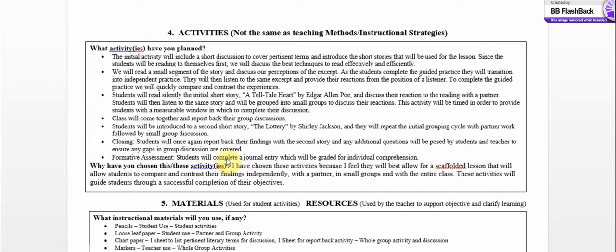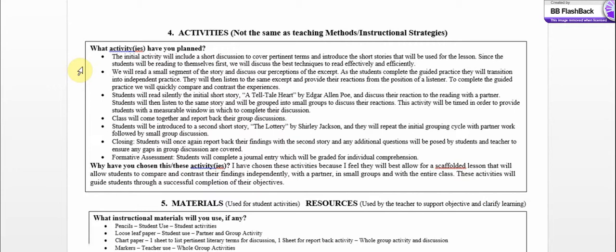To begin, section 4, activities. What activities do I have planned? The initial activity will include a short discussion to cover pertinent terms and introduce the short stories that will be used for the lesson. Since the students will be reading to themselves first, we will discuss the best techniques to read effectively and efficiently.